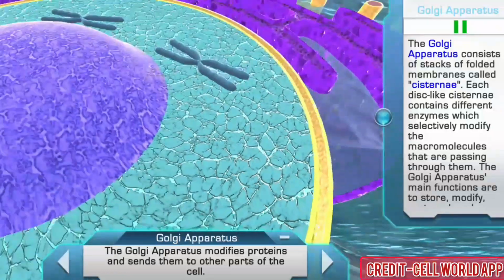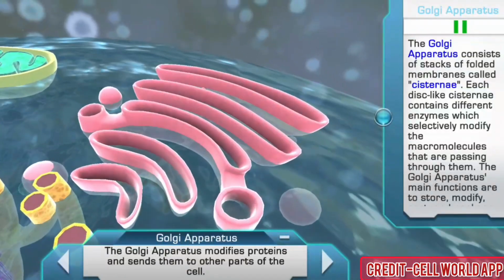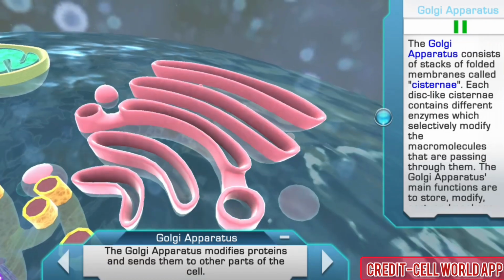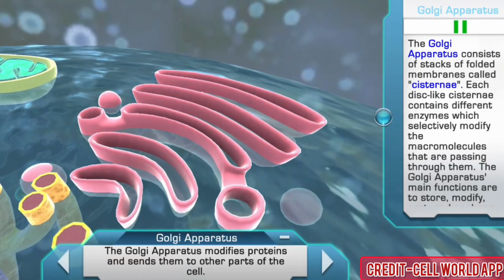The Golgi apparatus consists of stacks of folded membranes called cisternae. Each disc-like cisternae contains different enzymes which selectively modify the macromolecules that are passing through them.